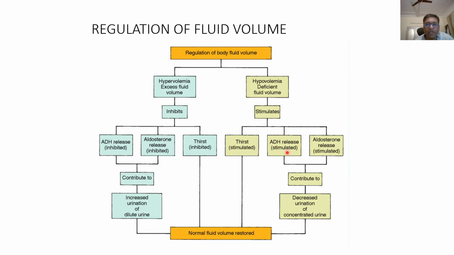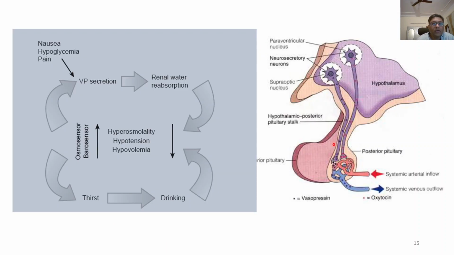Antidiuretic hormone release will be stimulated. Vasopressin release will be stimulated, which will lead to decreased urination of a concentrated urine, and aldosterone release will be stimulated. Aldosterone is also going to lead to sodium retention. Here we all see the same things.